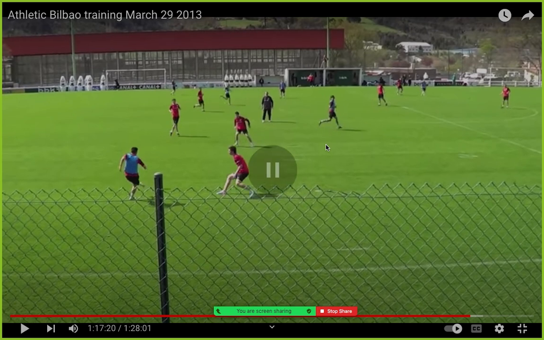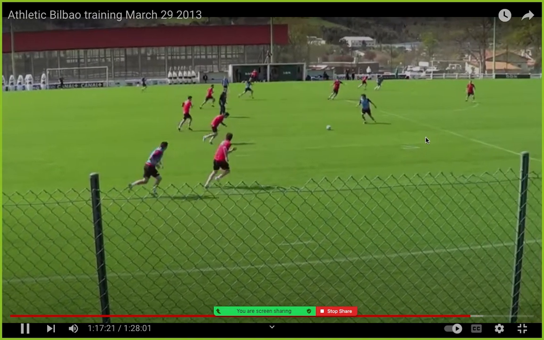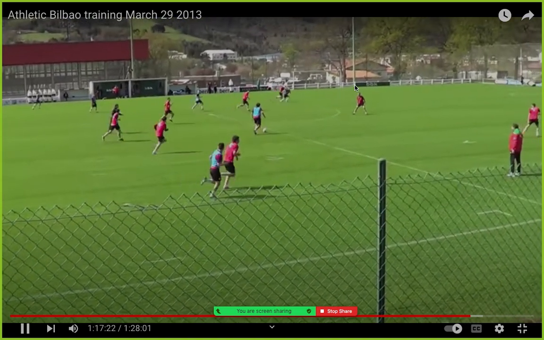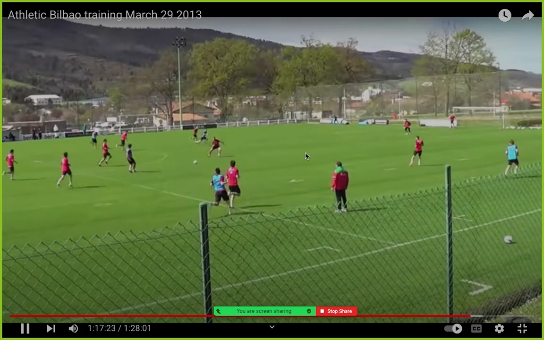He knows the ball's coming right there. Scan. Nothing beats this. This is the perfect example. He scans, perceives, and then this player understands where the space is, and then he makes the run.